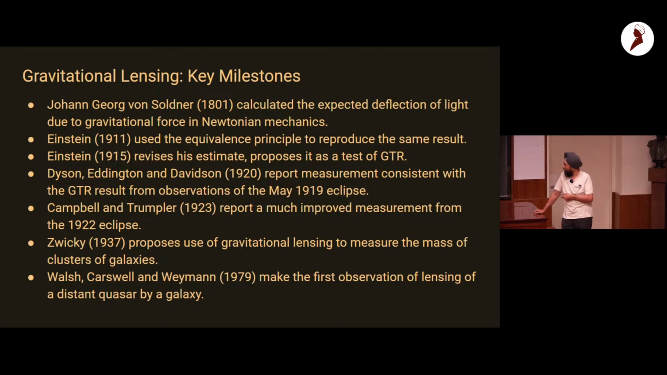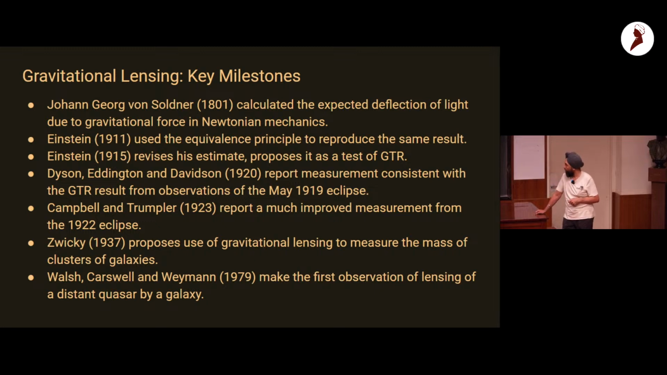And they reported their results in 1920. It was published in 1920. They actually reported it to the Royal Society and Royal Astronomical Society in November 1919. And they validated Einstein's prediction and showed that the observations were not consistent with Newton's, the equivalence principle, or Soldner's predictions.